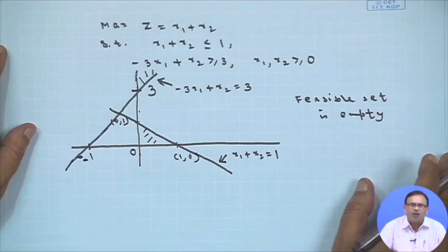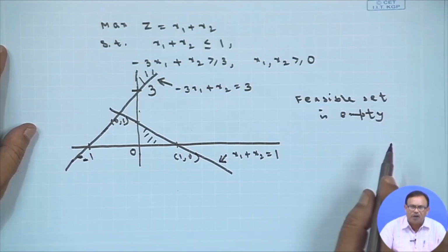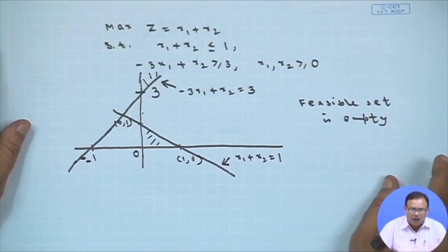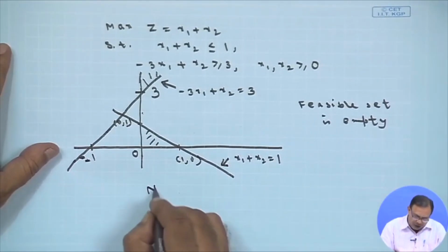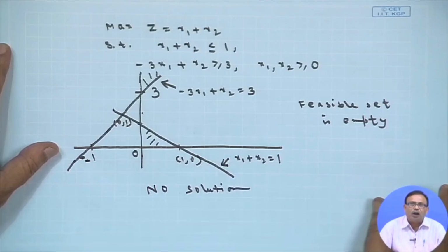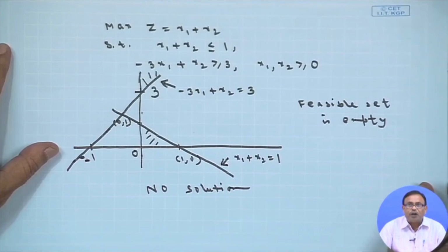So, therefore, for this case there is no feasible region, or we are writing feasible set is empty. Therefore, this problem has no solution. Please note this one. This problem has no solution, since the feasible region is empty or feasible set is empty. So, it is not necessary that for every LPP problem there will have some solution. I must have some feasible region which is non-empty, and then only I can obtain the solution. So, this is one case.